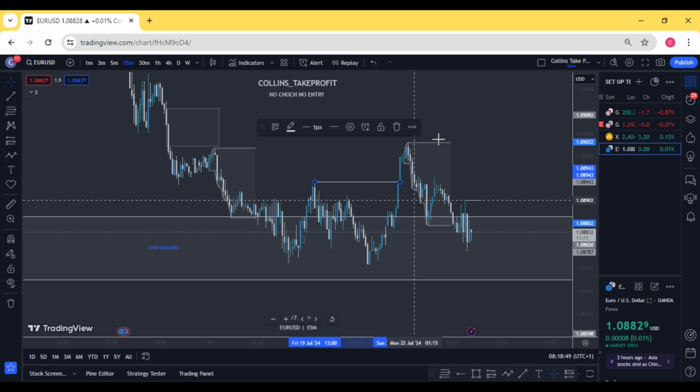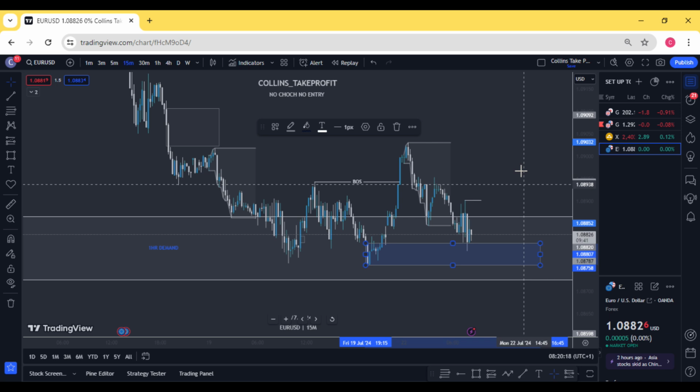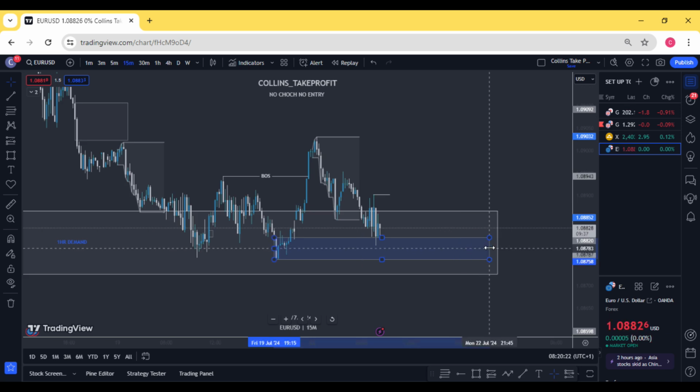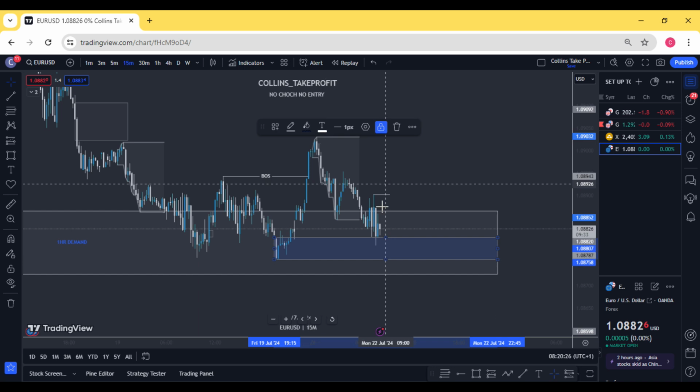So we could see price with this. After this accumulation, price broke structure to the upside. So now let's see, guys, if price is going to respect this demand zone. Remember, we're not taking any order. We're not going to place any order right now till we have a confirmation that price is respecting this area.